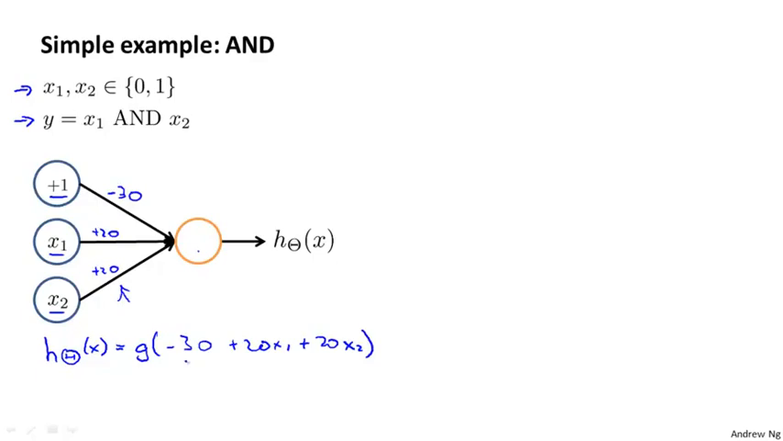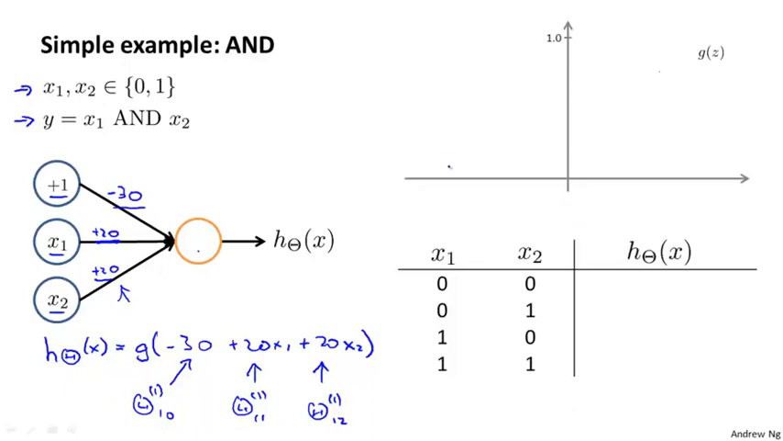Sometimes it's just convenient to draw these parameters up here in the diagram of the neural network. And of course, this -30 is actually theta 1 of 1,0, this is theta 1 of 1,1, and that's theta 1 of 1,2. But it's just easier to think about it as associating these parameters with the edges of the network. Let's look at what this little single neuron network will compute. Just to remind you, the sigmoid activation function g of z looks like this. It starts from 0, rises smoothly, crosses 0.5, and then asymptotes at 1.